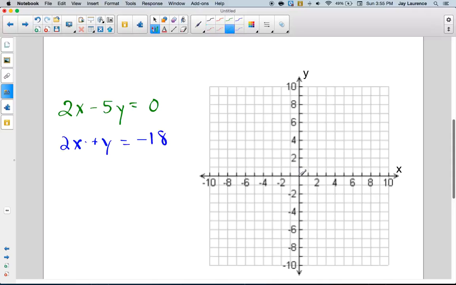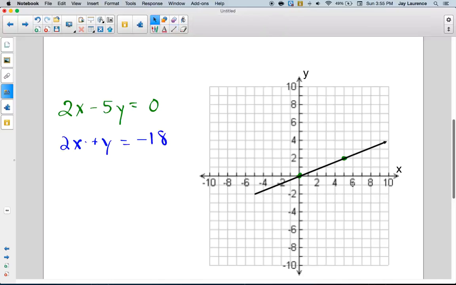Looks like it's going to go through the origin, right? Because the x-intercept is 0. And then the slope is going to be 2/5. So I'm going to rise 2 and run 1, 2, 3, 4, 5. Okay. So I'm going to draw my line. Up 2, back 5. Yeah, it's going to look something like that.